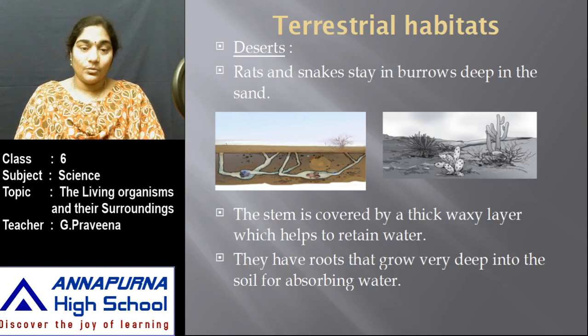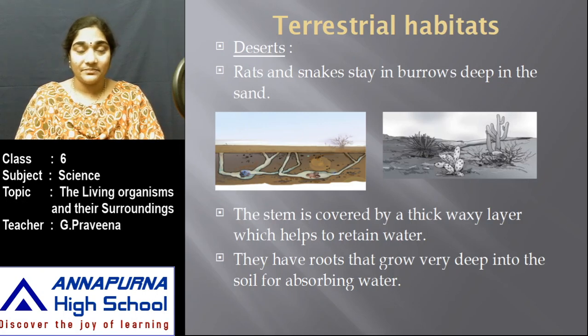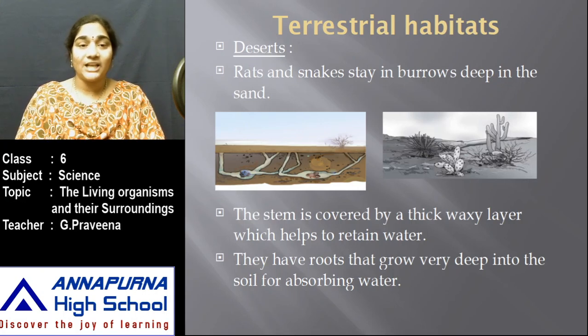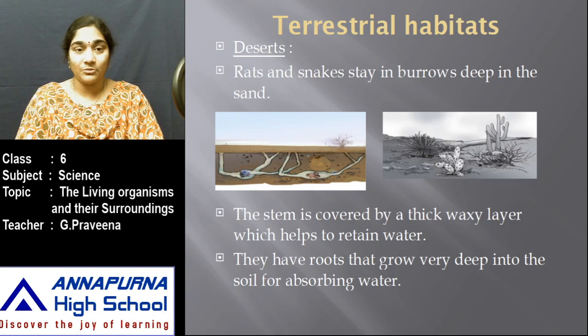In the same way, what is the adaptation seen in desert plants? You can find many plants such as cactus and opuntia, and the stem of these plants is covered by a thick waxy layer which helps it to retain water. As there is scarcity of water in the desert region, they lose less water through the process of transpiration. The waxy layer on the stem prevents water from escaping out of the plant body. They also have roots that grow very deep into the soil for absorbing water.